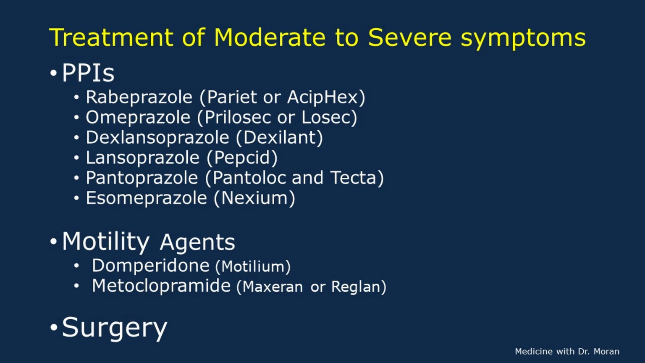The proton pump inhibitors rabeprazole, also known as Pariet, omeprazole, going by brand name of Losec or Prilosec, dexlansoprazole with brand name Dexilant, lansoprazole, brand name Prevacid, pantoprazole, brand name Pantaloc or Tecta, and esomeprazole, brand name Nexium.